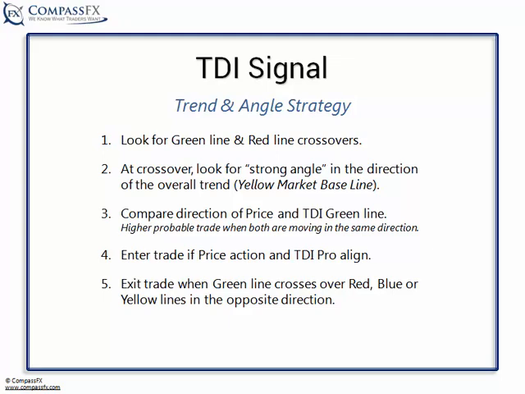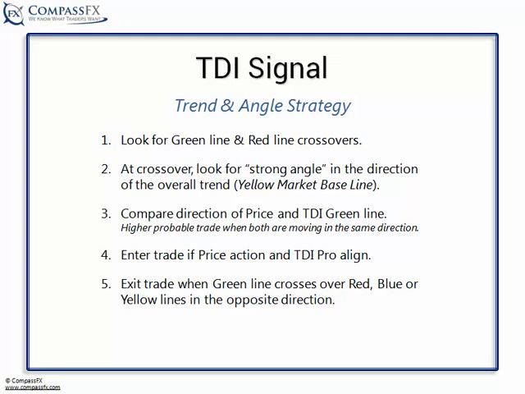Number 1, we look for a green line and red line crossover. At the crossover, look for a strong angle in the direction of the overall trend, the yellow market baseline. Compare direction of price and the Traders Dynamic Index green line. And just make note, whenever price and the TDI green line are moving the same direction, you have a higher favorable trade. And that's what this particular strategy is about, getting good trend with good strong angle in a direction.